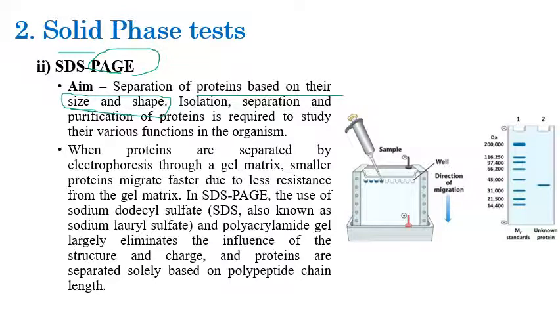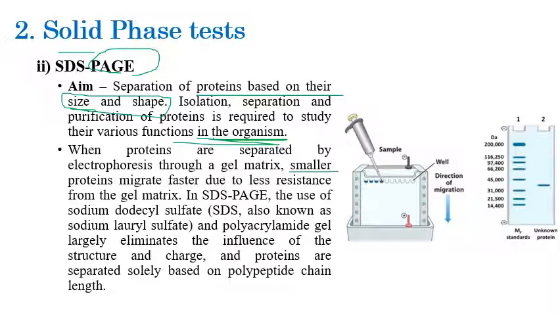It is very important. The main aim of SDS-PAGE is separation of proteins based on size and shape, and isolation and purification of proteins required for the study of various functions of the organism. If you purify and isolate the protein, it will be helpful for studying the various functions of plant pathogenic viruses.